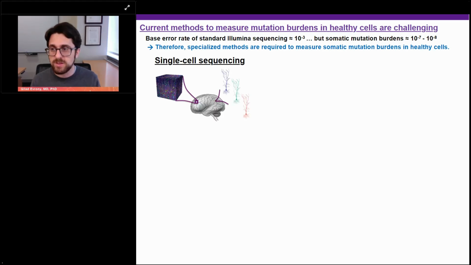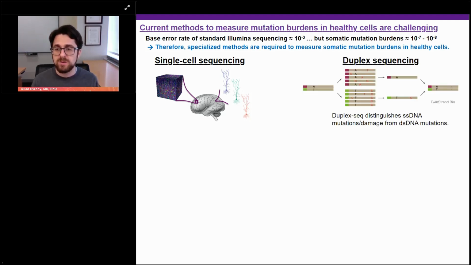Specifically, single-cell sequencing has been a major approach to be able to detect these somatic mutation rates, because when you get down to the level of a single cell, you can now see that cell's individual somatic mutations, even though they're at very low levels on a tissue level.